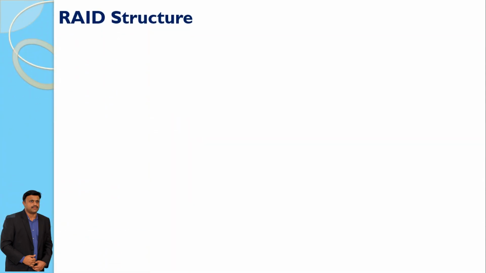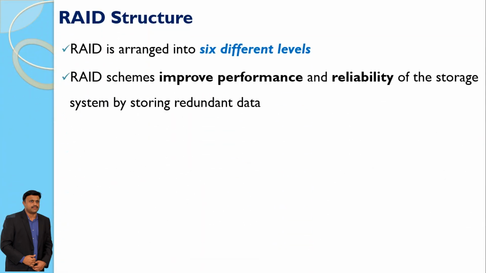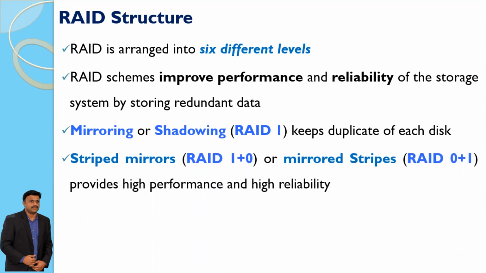RAID is organized into 6 different levels, each offering varying degrees of performance and reliability. RAID 1, for example, mirrors data to keep duplicates, while RAID 0+1 combines mirroring and striping for high performance and reliability.